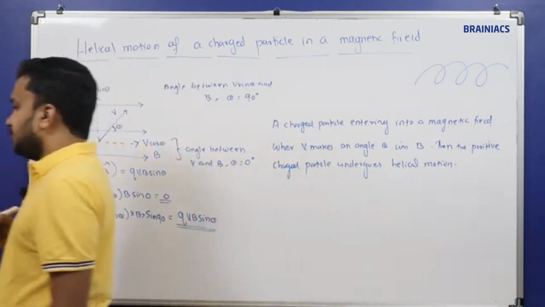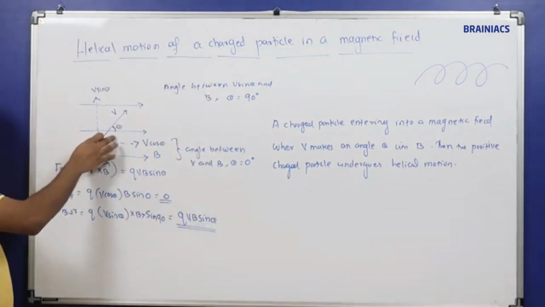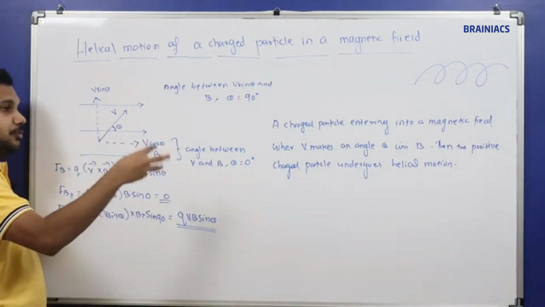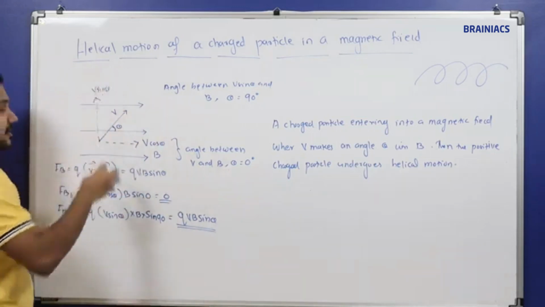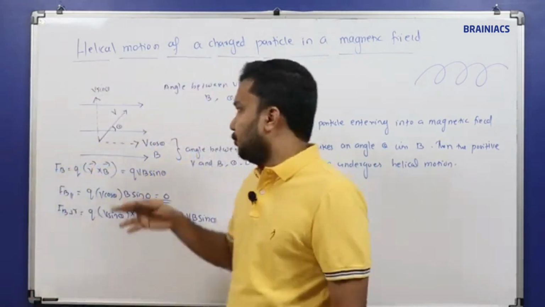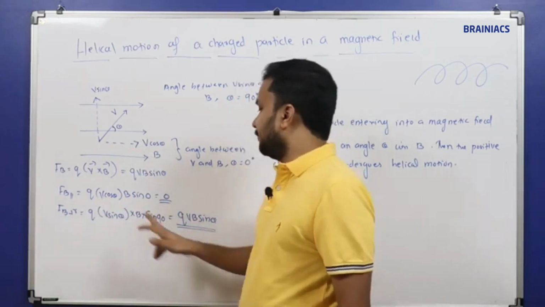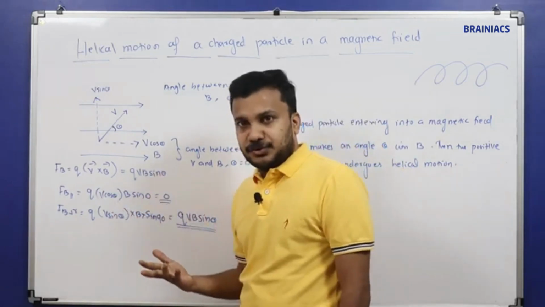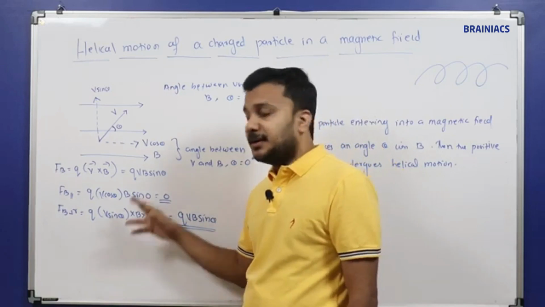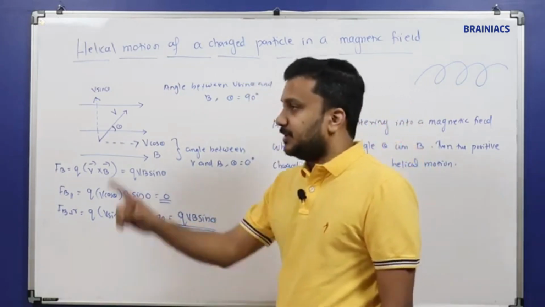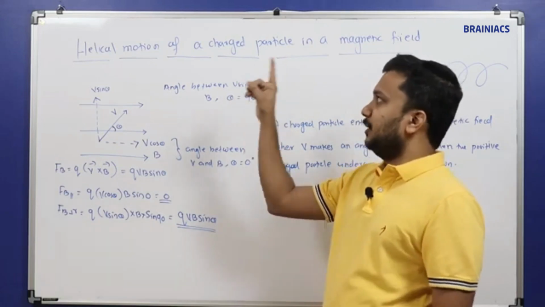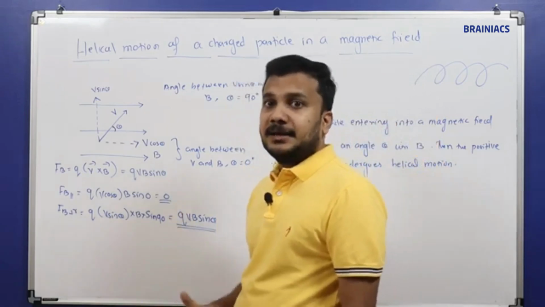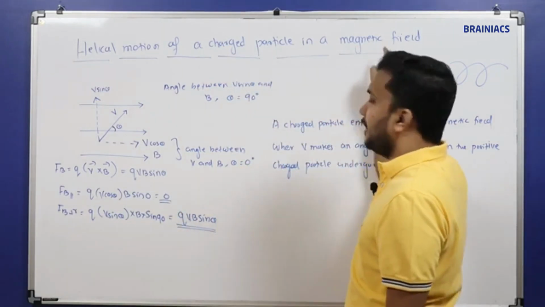So if a charged particle is entering a magnetic field with a velocity V, and V makes an angle theta, then V cos theta is not contributing to any force, but V sin theta is contributing to a magnetic force. That magnetic force FB equals QVB sin theta, and the other one is 0, which means V cos theta is not giving any force. Instead V sin theta is giving a force. Because of this, somebody is pushing inward, so the particle will go like this. That motion is called helical motion of a charged particle in a magnetic field.